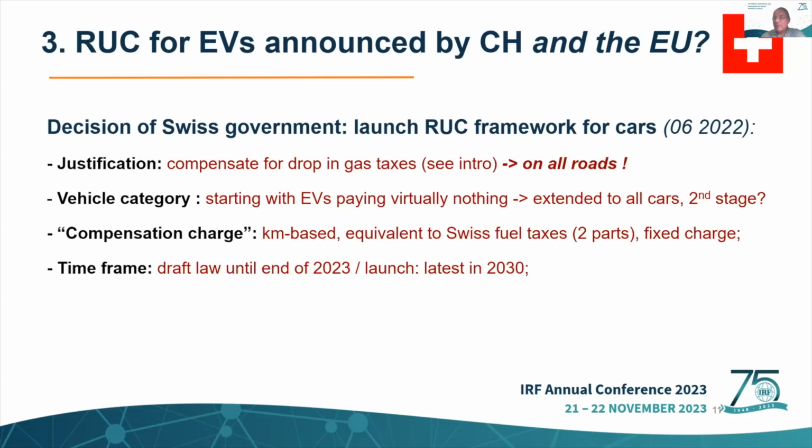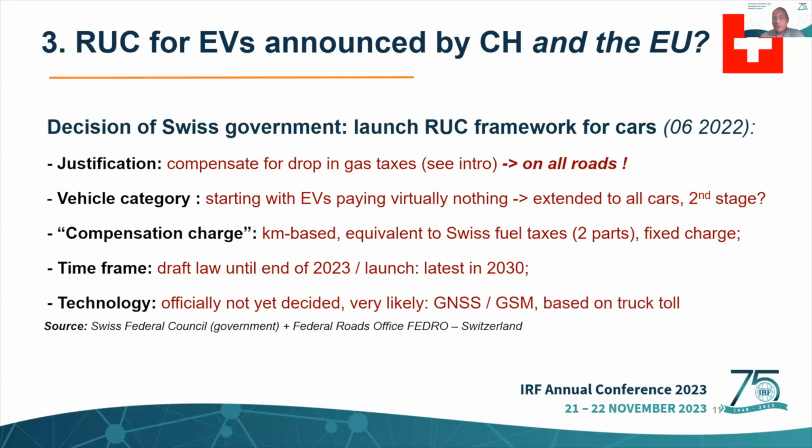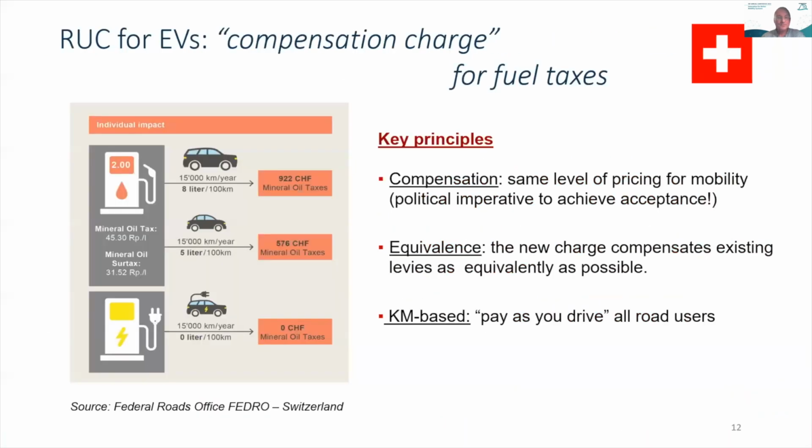By the end of this year, the law will already be presented to the parliament. At the latest, it will be launched in 2030. But these are only indicative dates, because I think the whole evolution depends on what's going on in Switzerland. Will the breakthrough and fuel tax erosion be very painful? And what's going on in European neighbor countries? The technology is officially not yet decided, but there is only one option. It's very likely to have GNSS tolling combined with GSM networks.